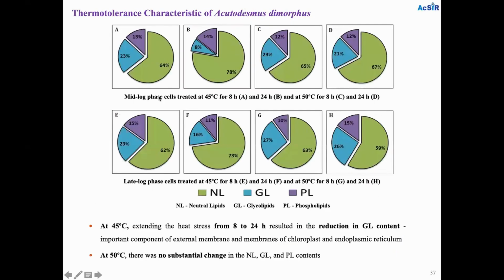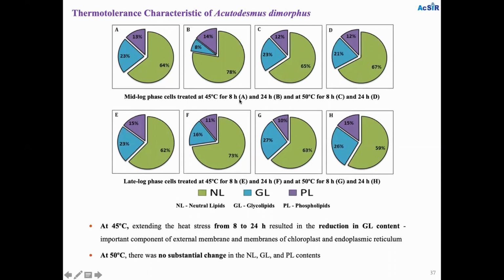So next we extracted the lipid from the cell, and then we fractionated the lipids. The lipid has three classes: neutral lipid, glycolipid, and phospholipids. And when we analyzed the lipid class at 45 degrees centigrade and 50 degrees centigrade, we observed that at 45 degrees centigrade, the column A suggests mid-log phase cells treated at 45 degrees centigrade for 8 hours.